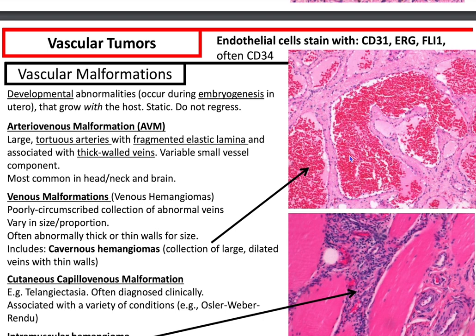Vascular tumors, endothelial cells stained with CD31, ERG, FLI1, often CD34.